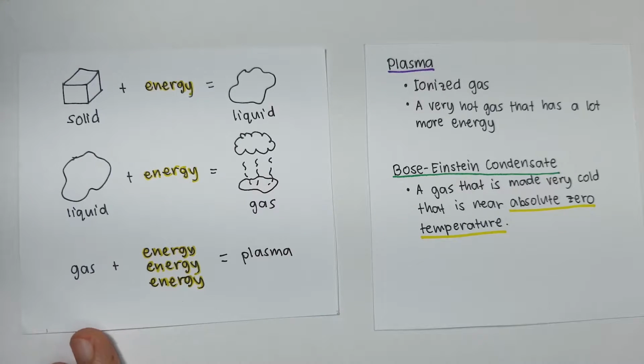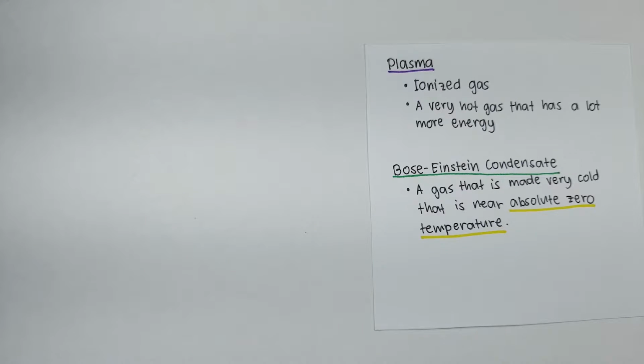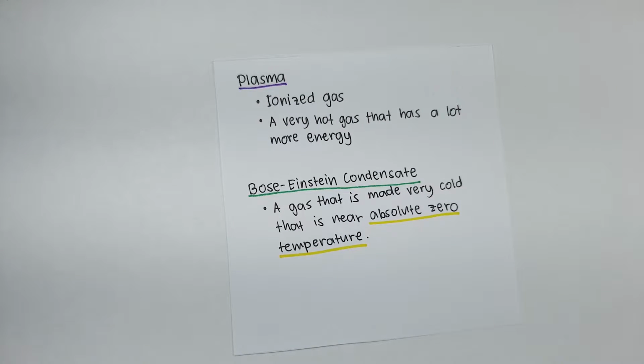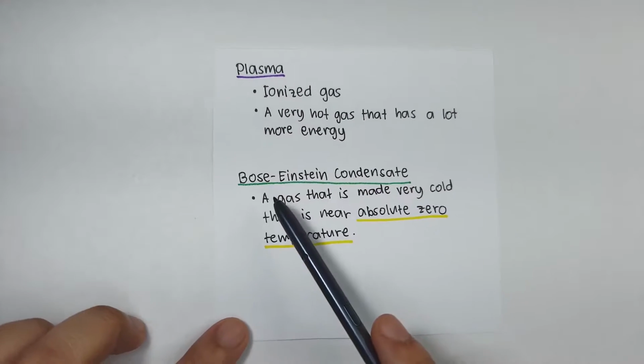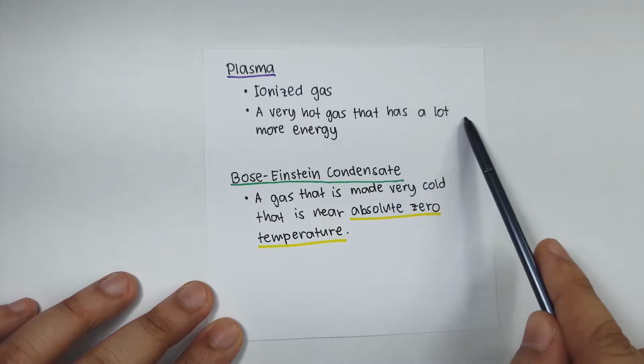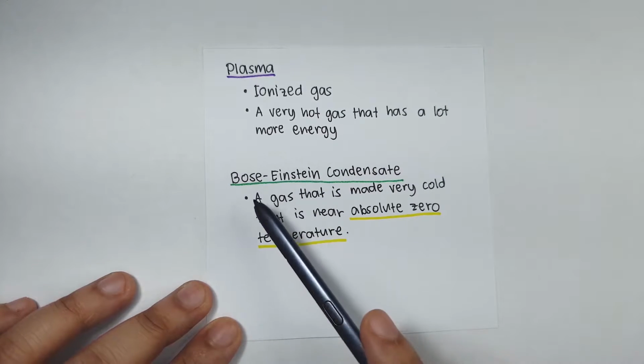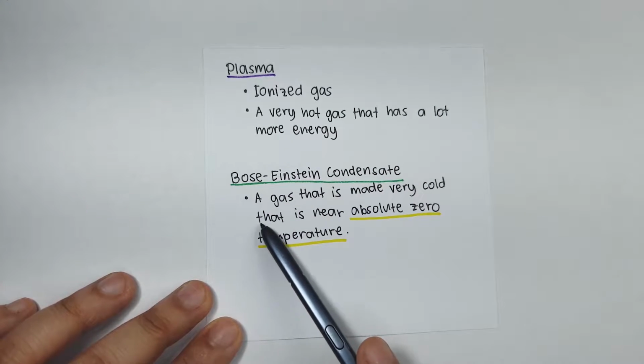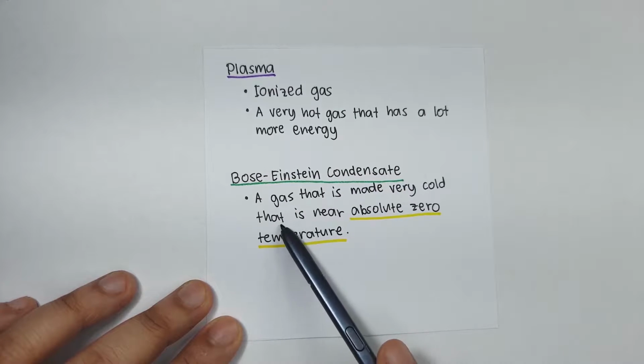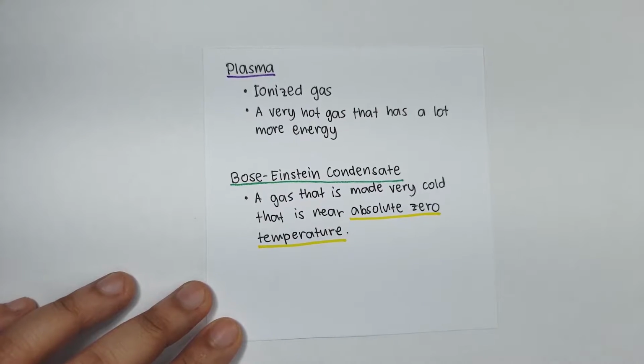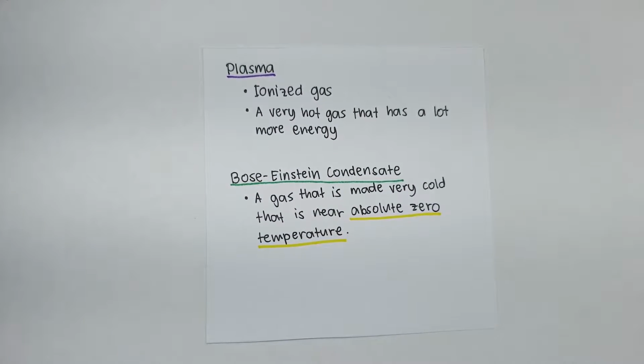So make sense? So lastly is ang Bose-Einstein condensate. Yung Beck is kabaliktaran lang niya ni plasma. If a plasma is a very hot gas that has a lot more energy in it, yung Beck naman is a gas that is made very cold that is near absolute zero temperature. Okay, so that's it for the states of matter.